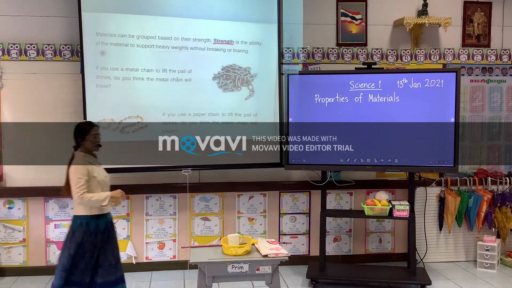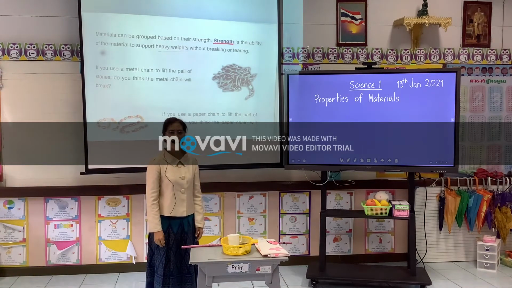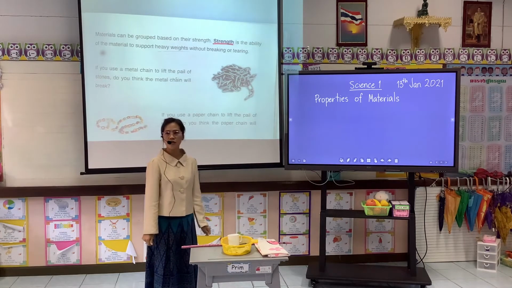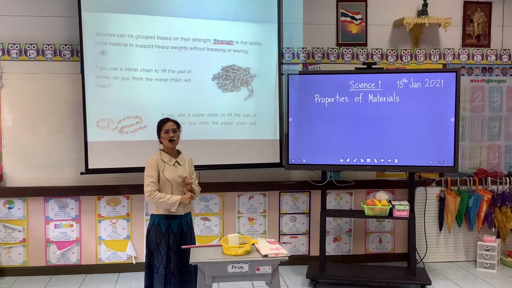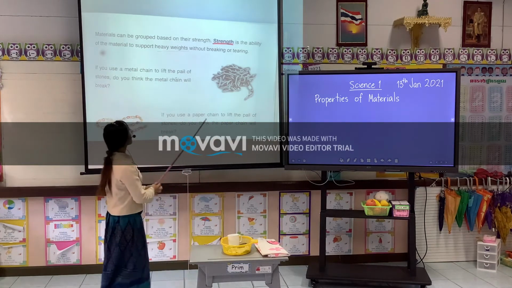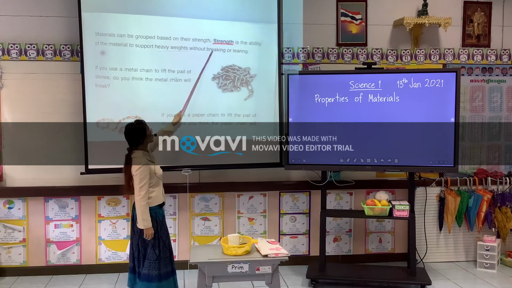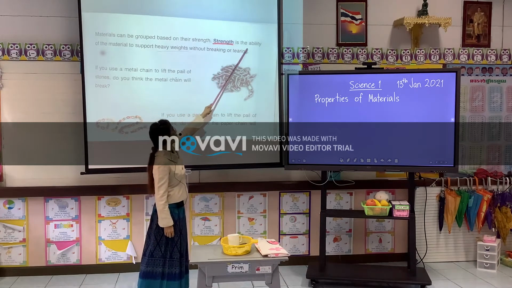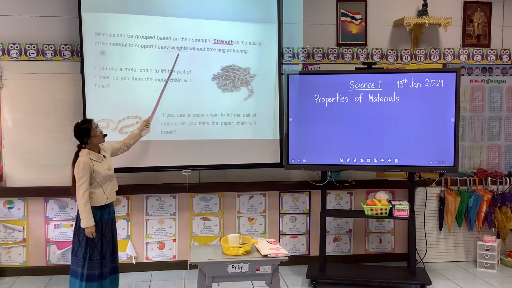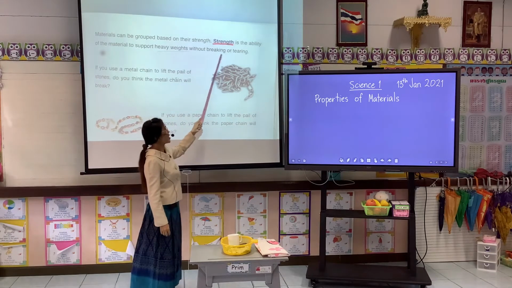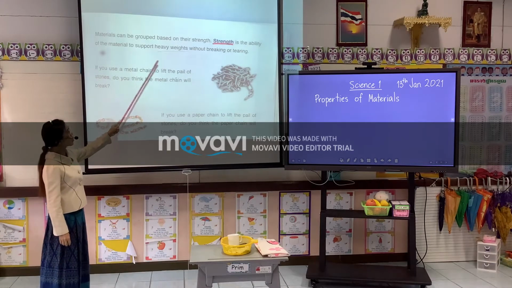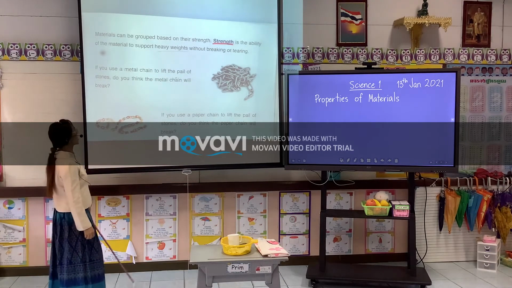So the first property, we are already done with the hardness. Last week, we've done with hardness. Hardness meaning to say, is the material soft or hard. So for today, strength. What is strength? Strength is the ability of the material to support heavy weights without breaking or tearing. That is strength.